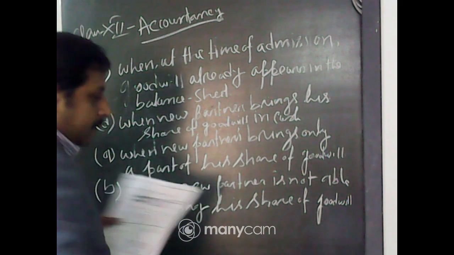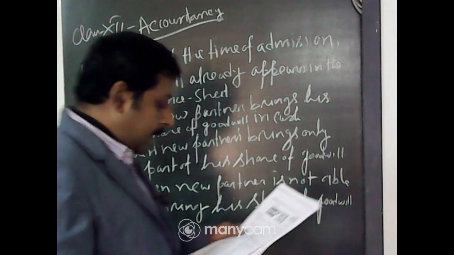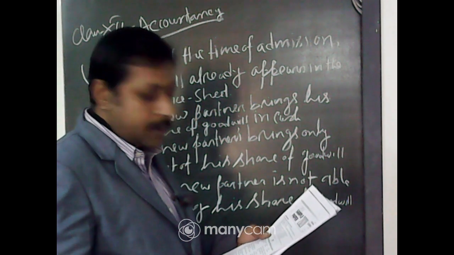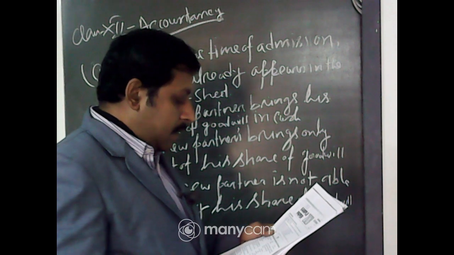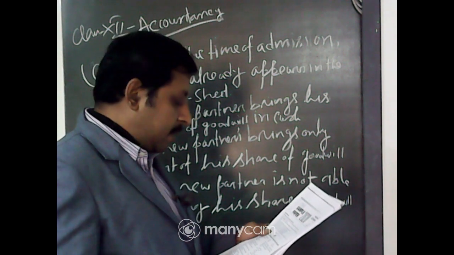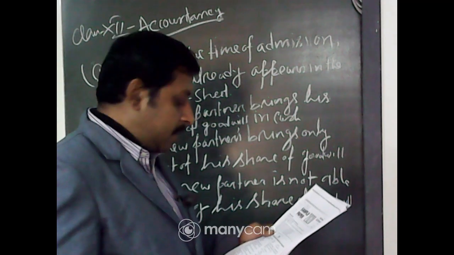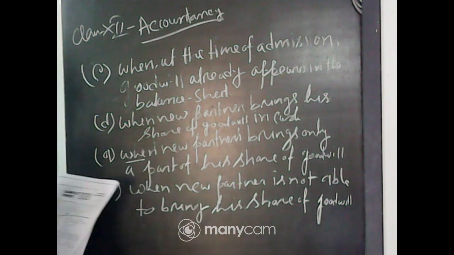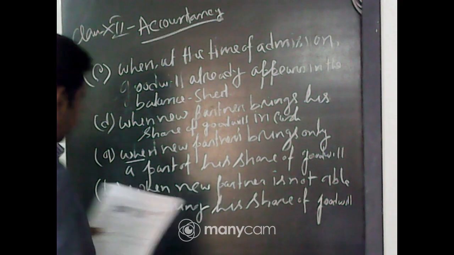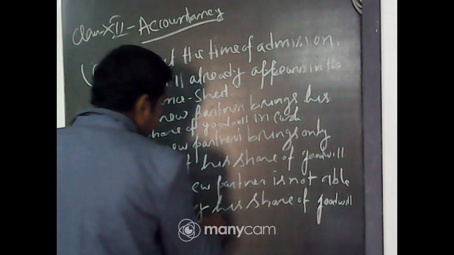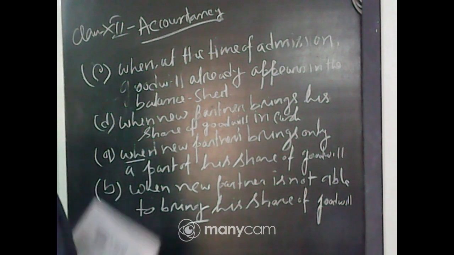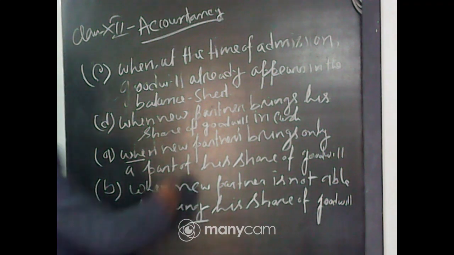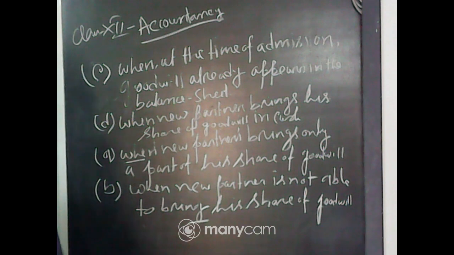For which of the following situations is the old profit sharing ratio of partners used at the time of admission of a new partner? First is when new partner brings only a part of his share of goodwill. Second is when new partner is not able to bring his share of goodwill. Third is when at the time of admission goodwill already appears in the balance sheet. And number D is when new partner brings his share of goodwill in cash.